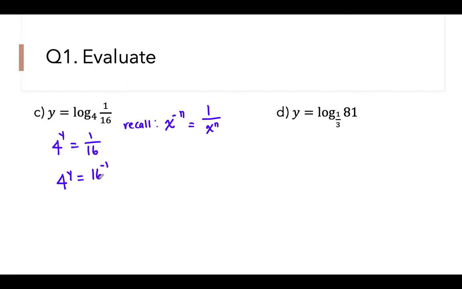But we understand that 16 can be changed into a base of 4. So 4 to the y is equal to 4 squared to the negative 1, which is 4 to the negative 2. Therefore, y is equal to negative 2.